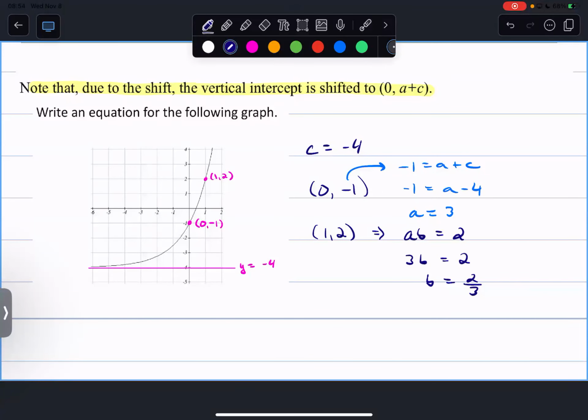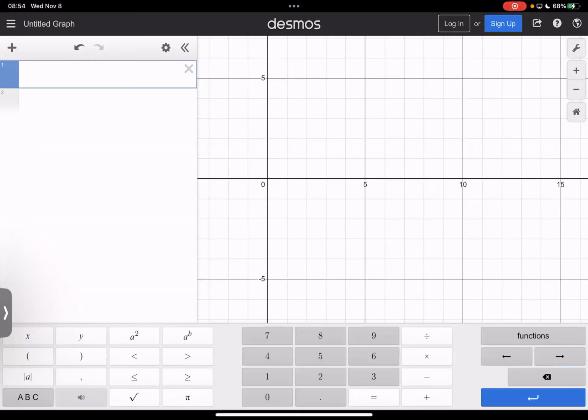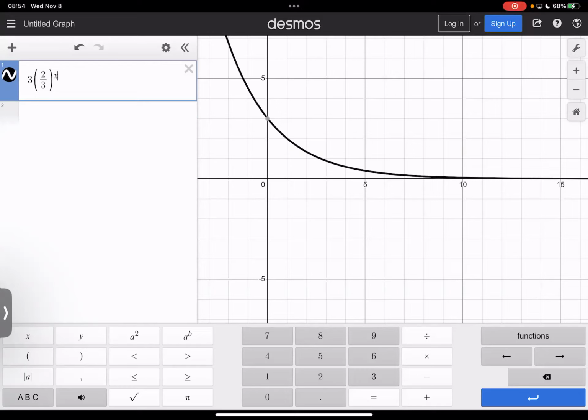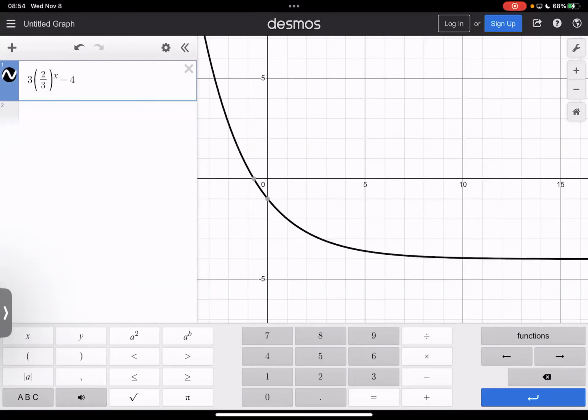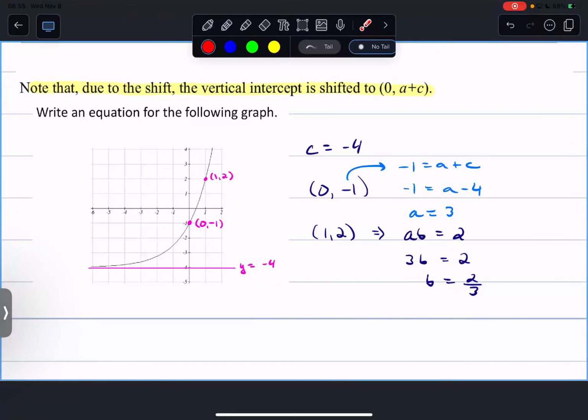Why am I hesitating? Yeah, what did I do wrong? I don't know. If b is 2 over 3, here, I'll show you why I'm hesitating. We said a was 3 times 2 over 3 to the power of x, minus 4. That's bad. See how that's not the shape we want? Where did I go wrong? I am asking, where did I go wrong? Oh, no. I mucked it up somewhere.